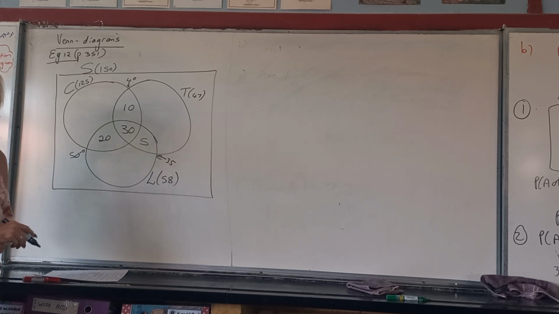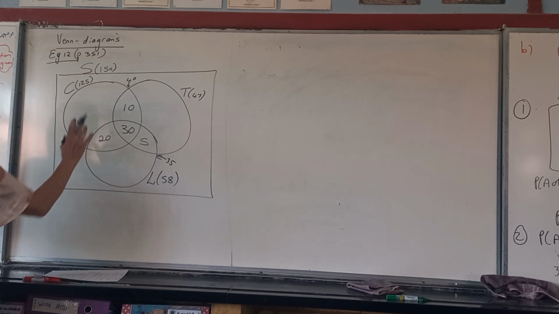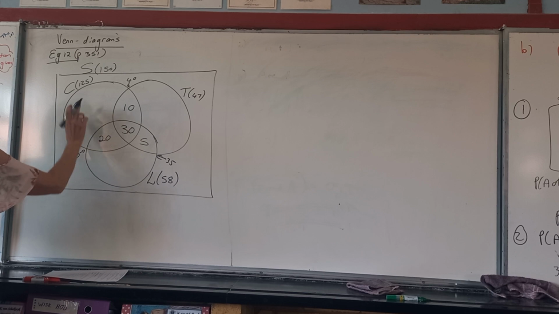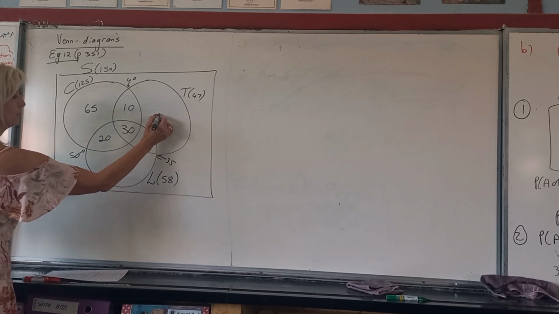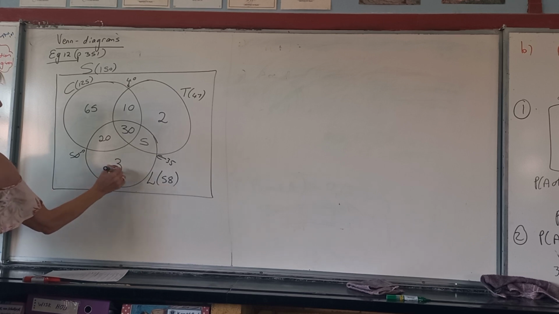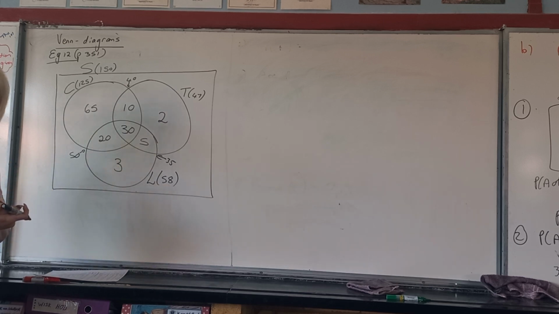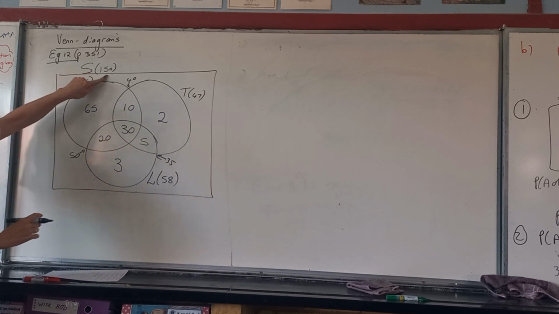Are you with me? Can I complete the whole Venn diagram? Okay, so in every circle it has to add up to 125 for this one. So what am I short? 65. Thank you. Over here, I've already got 45, so I'm short 2. I've already got 55, so I'm short 3. And is that it? Check if that adds up to 150.